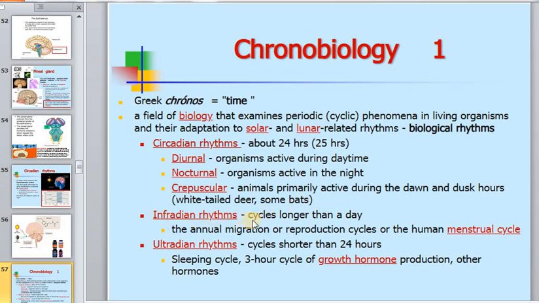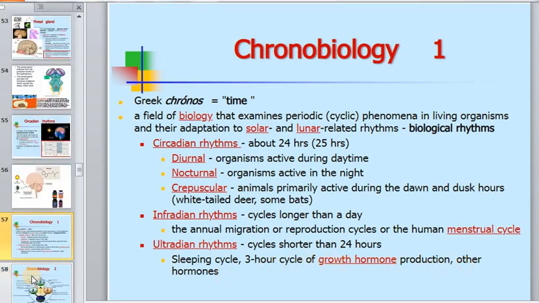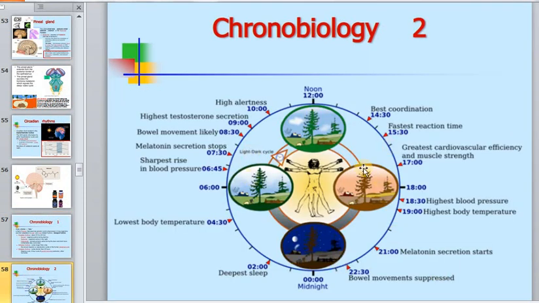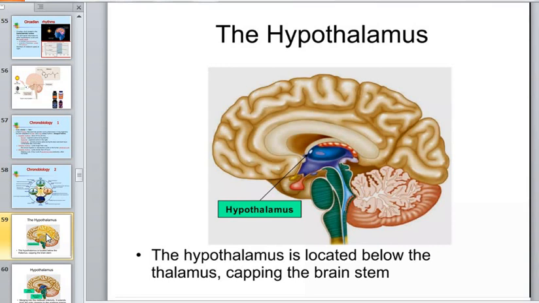We have rhythm cycles longer than one day, like annual migration or reproduction cycles, or the human menstrual cycle, and even cycles shorter than 24 hours, like the sleeping cycle, or the 3-hour cycle for growth hormone production and other hormone production too. And here we see the cycle for different activity in the body, and the pineal gland also influences the production of other hormones and activates different functions of the body.